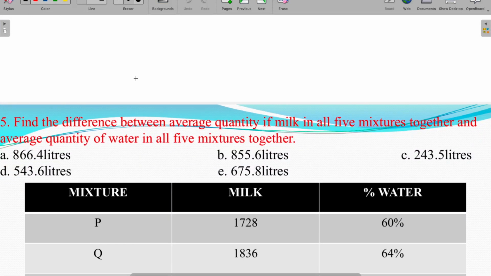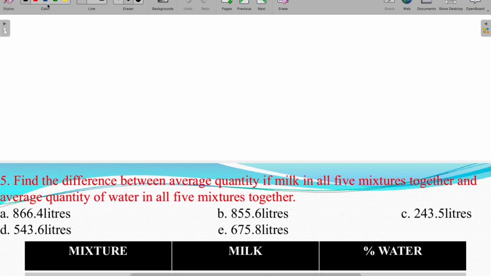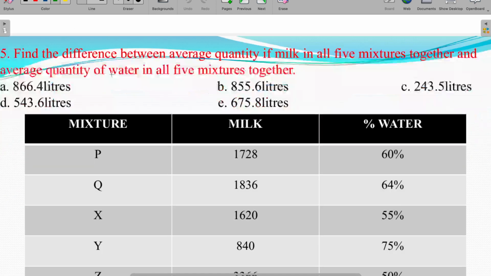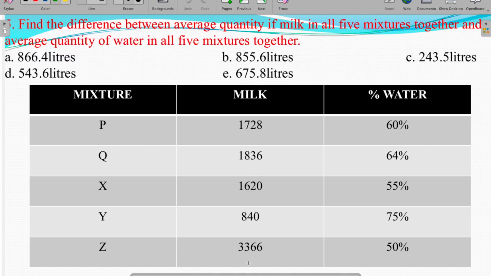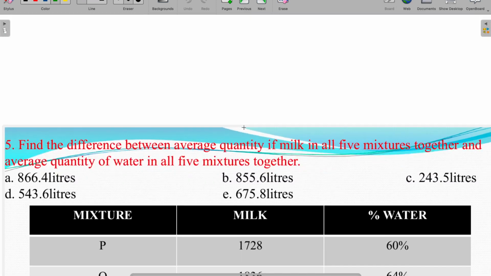Find the difference between the average quantity of milk in 5 mixtures together and the average quantity of water in 5 mixtures together. Whenever you have a question like this, most people will add milk in all the containers, then find the average, then find water in all the containers, then find the difference. Instead of doing that, in the question they have given the milk; we will find the sum of the milk, divided by 5.